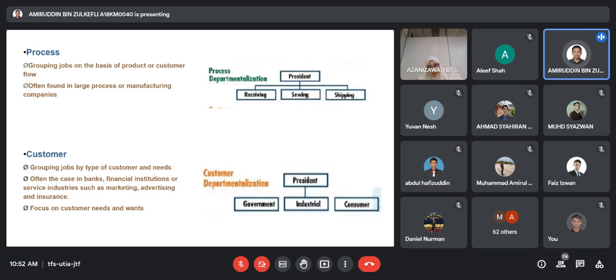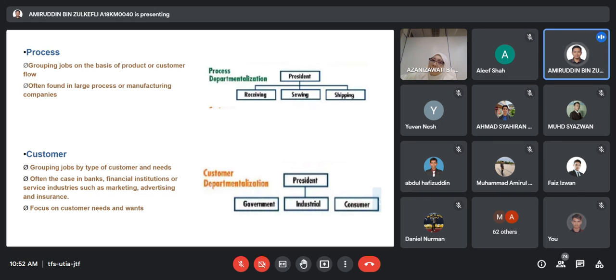Next is by process. It groups jobs on the basis of product or customer flow. It is often found in large process or manufacturing companies like Honda Assembly in Melaka. They have a receiving raw material department, welding department, painting department, and lastly an assembling department.